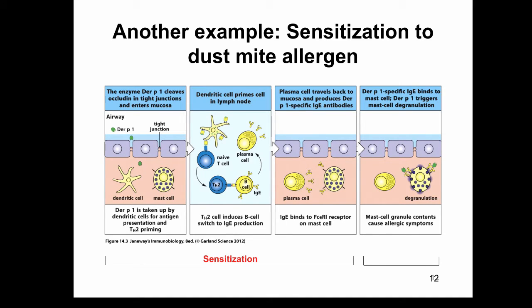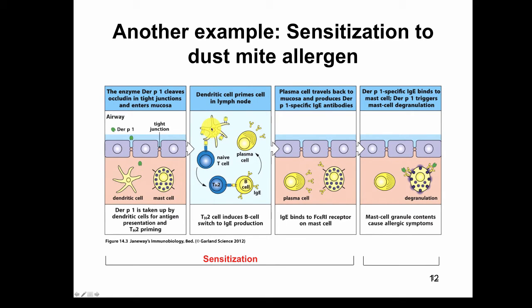Another example of allergic sensitization would be sensitization to a dust mite allergen. So again, dust mite allergen, one of the dust mite allergens anyway, is an enzyme called DRP1 that has enzymatic activity and actually can cleave adhesive interactions that are critical for barrier epithelial cells to stick together. And so because of that enzymatic reaction, the DRP1 is able to bypass the skin and get into the subcutaneous space where it can be taken up by resident antigen-presenting cells like dendritic cells.